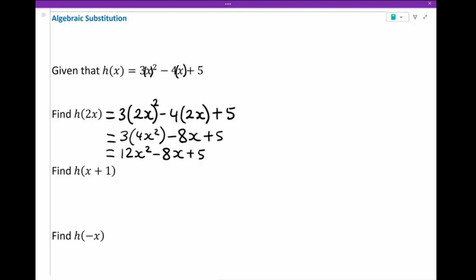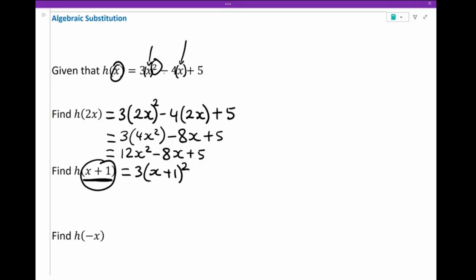Let's move on to my next one. My next one says h of x plus 1. So wherever there's an x in my initial function, I'm going to replace it with x plus 1. So inside my brackets here, I'm going to put an x plus 1. We would have the 3 at the start, open brackets, and then in my brackets, I'm going to write the x plus 1. And remember, it's going to be to the power of 2 because we've got a power of 2 there.